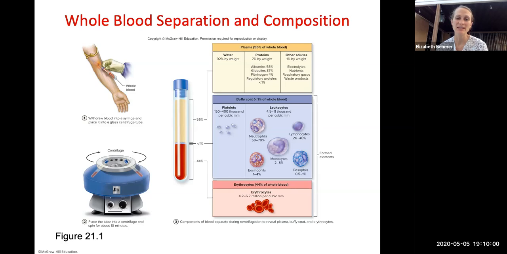Then the erythrocytes make up the bottom 44% of your whole blood. So this is why when someone tests your white blood cell or your leukocyte count, they're getting this vial of blood sample and then taking a syringe to take off that buffy coat layer and then to test your white blood cell count. So that's a whole blood sample, the separation of it, and the different layers. So you should know those different layers.